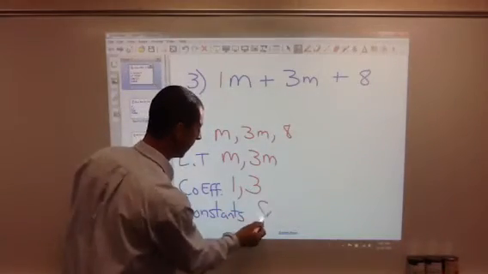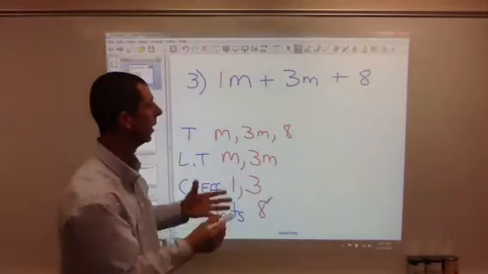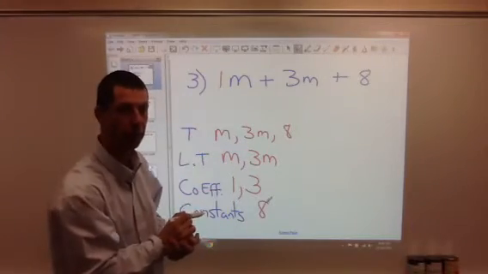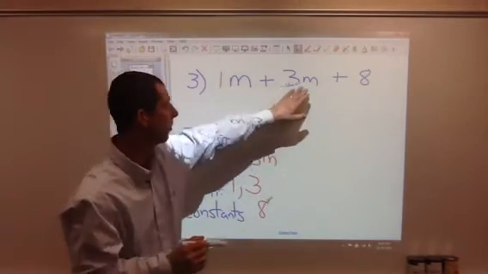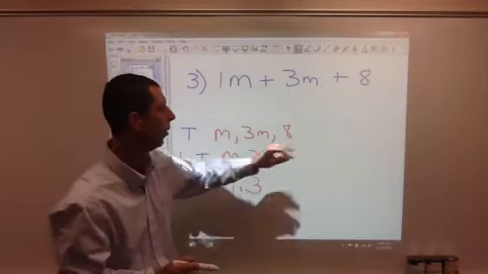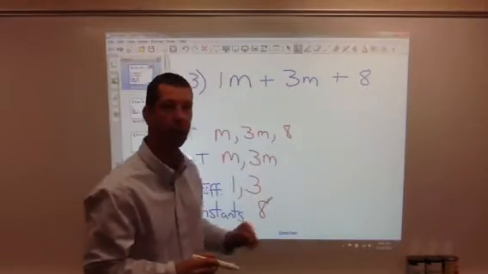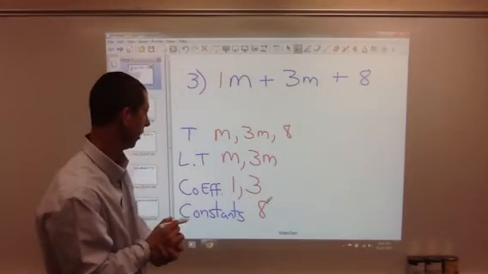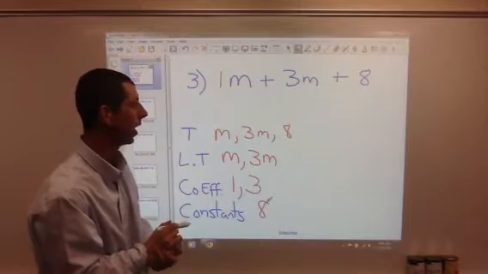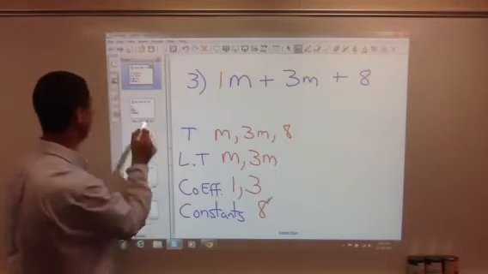Now a constant is not going to change within an algebraic expression. Okay, these could change depending on what the variable m is, or the constant. There's nothing that's going to change the constant. So there would be the answer to number 3 off of worksheet 4.2.